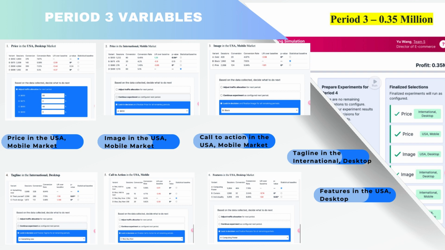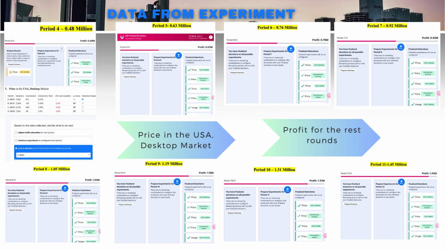650. And the images in the US mobile market, the color is black. And the call to action in the US mobile, we decide the color is gonna be red. And because I think a lot of people use the mobile phone, they choose to buy now. The features in the US desktop market, our lock-in decision is computing power. At the end of period three, our profit reached 0.48 million.